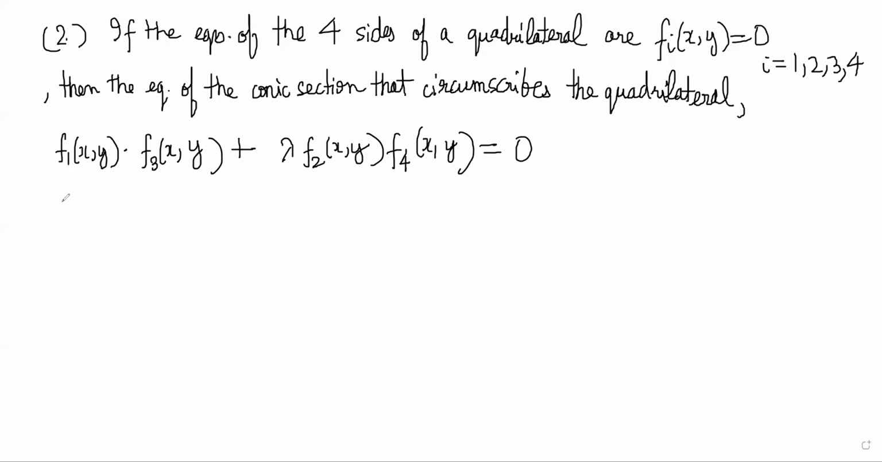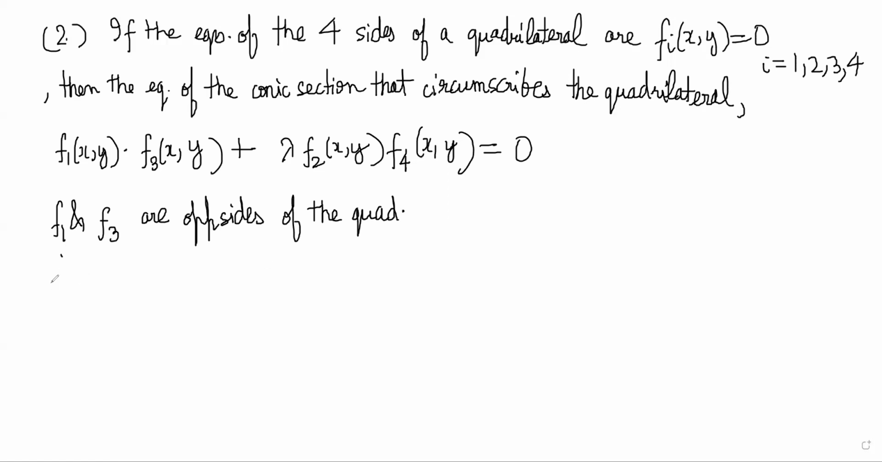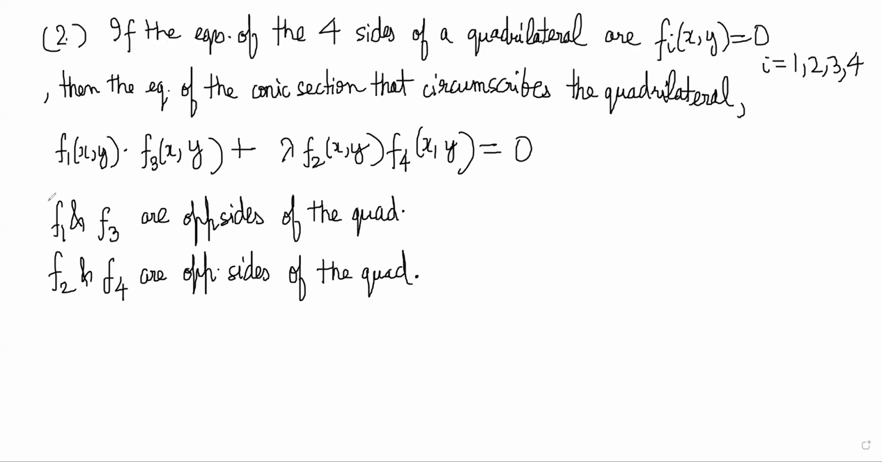Now here, one thing to notice is f1 and f3 are opposite sides of the quadrilateral, and similarly f2 and f4 are opposite sides of the quadrilateral. So if you know the equations of four sides of a quadrilateral, you can find the equation of the circumscribing conic. And that's how we do it. f1 f3 plus lambda times f2 f4 equal to 0, where f1 and f3 are opposite sides of the quadrilateral, and f2 and f4 are also opposite sides of the quadrilateral.